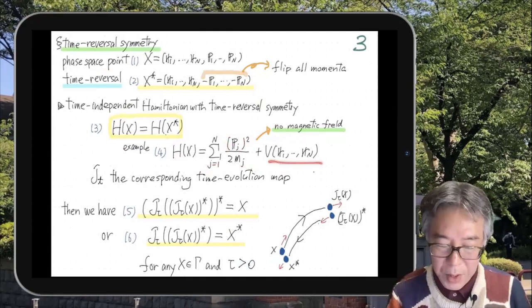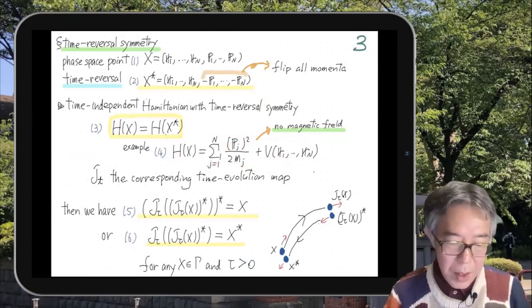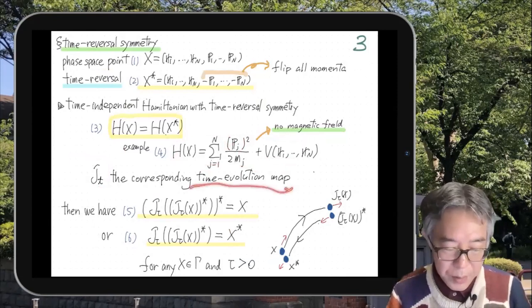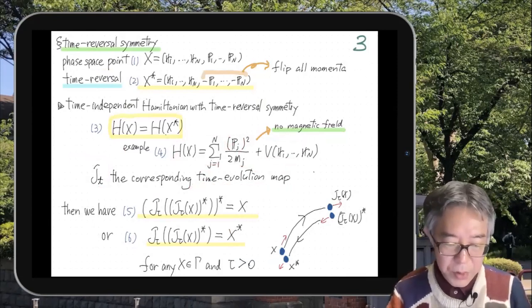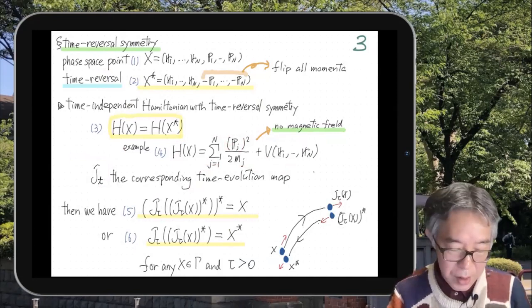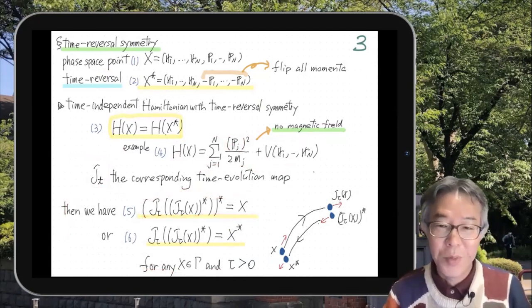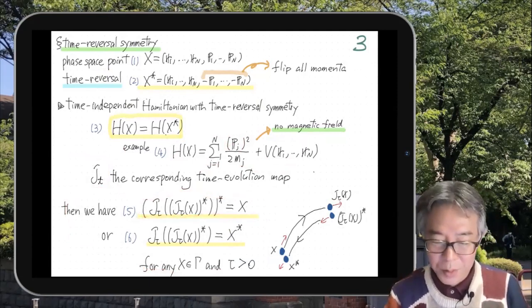still contains many physical systems. And I denote by T_t the corresponding time evolution map. Then by time reversal symmetry, we say that there is a symmetry like this. And this is a very complicated equation, but it says a very simple thing. So you'd better look at this picture here.